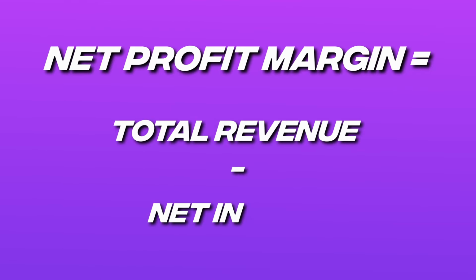Your net profit margin is essentially your revenue minus what you make as a net income after you've deducted all of your cost of goods sold, all of your indirect costs. And what you're left with, let's just say $10,000, you take that $10,000 and you divide that by your total revenue, and then you'll multiply that by 100.